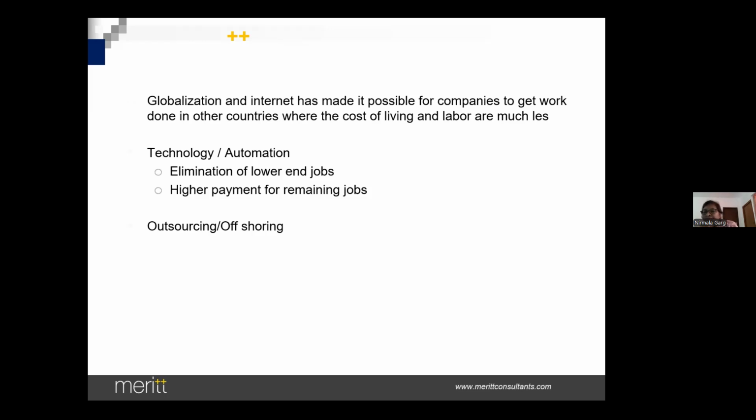Niti or anybody, how do you think globalization is actually impacting compensation? Inflation. Cost of living is going up. So in today's times, how does it impact compensation? It reduces your wage cost. How? Using technology you can eliminate lower end jobs so that you can pay a higher amount for the remaining jobs. Two, cost arbitrage.